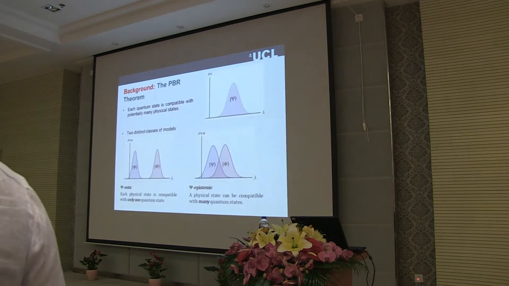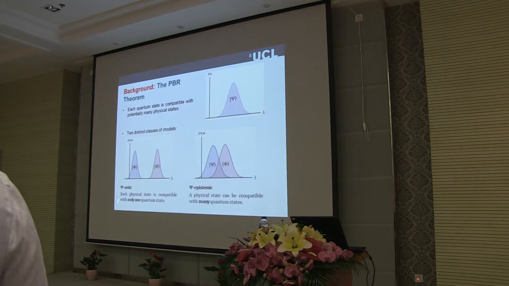There are words for this. Psi-ontic is the situation where they don't overlap, and psi-epistemic is the situation where the sets overlap. Each quantum state is compatible with potentially many physical states. Here is a set, and two distinct classes of models. One is psi-ontic, where these are completely non-intersecting sets. Here they're intersecting sets.